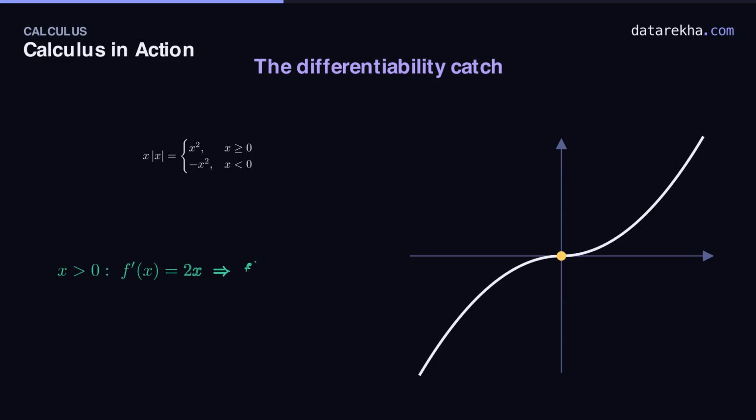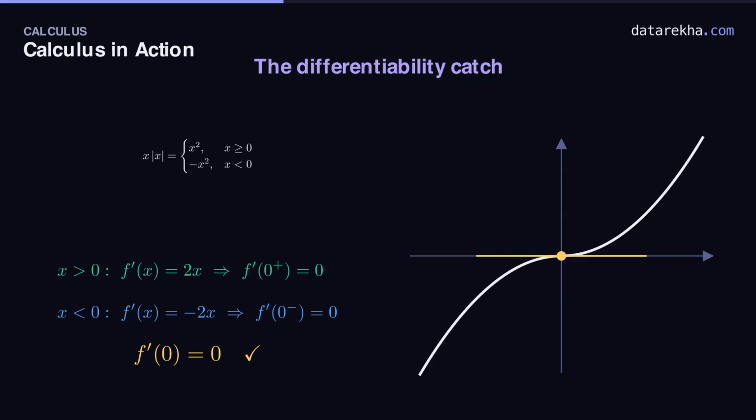Now the slopes. On the right, the derivative is 2x, which slides to 0 as x approaches the origin. On the left, it's minus 2x, which also slides to 0. Both sides arrive at the same slope, 0. They agree. So despite the absolute value, the curve slips through the origin perfectly flat, with no corner at all. F is differentiable, and f prime of 0 is 0.